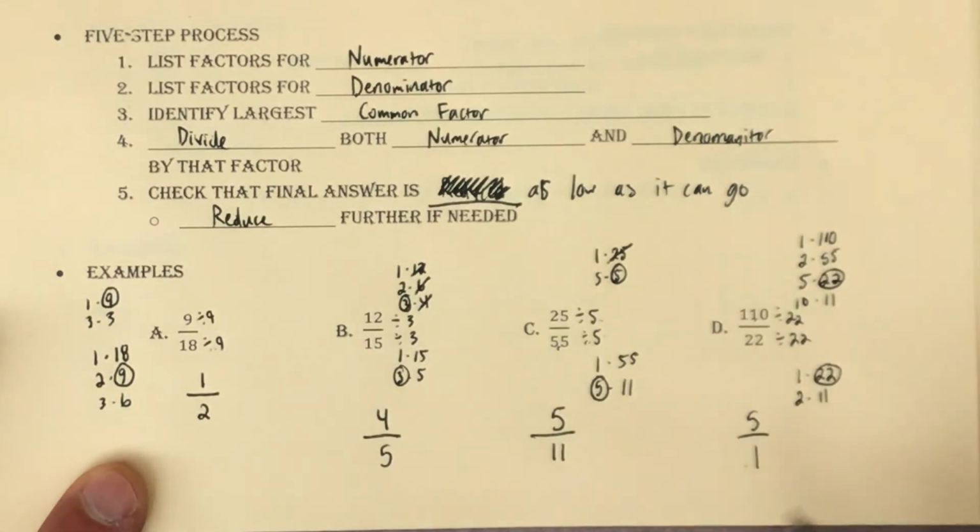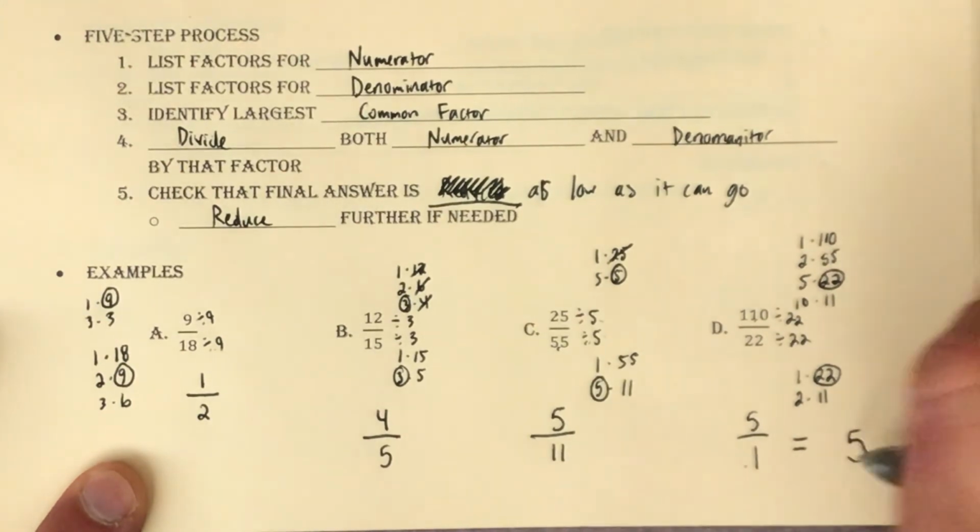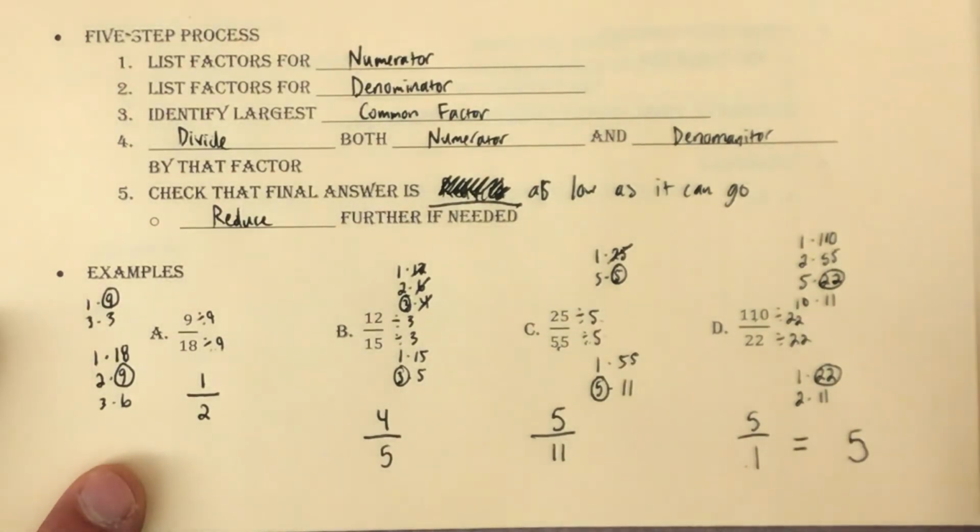Well, anytime we end up with 5 over 1, the simplest form of anything over 1 is just the numerator itself. So final answer would be just the number 5.